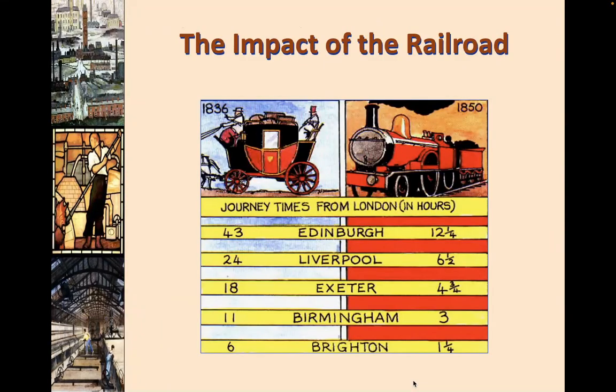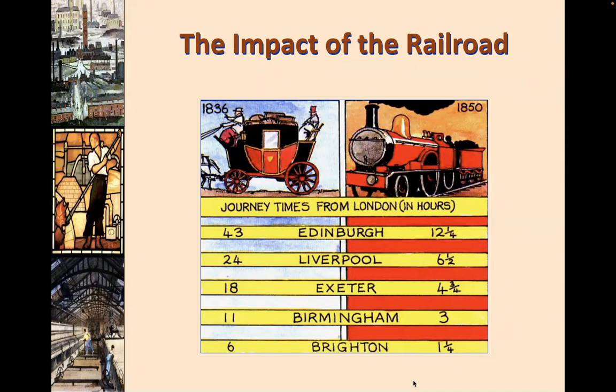So, for example, if we look at this chart, it basically cuts travel times, good gosh, almost down by 75%. So in Great Britain, if you were traveling between London and Edinburgh, Scotland, that was 43 hours by car. Well, the railroad cut it down to 12 and a quarter hours. And you can see the rest of it, but think about how that's changing how production is and where production is.